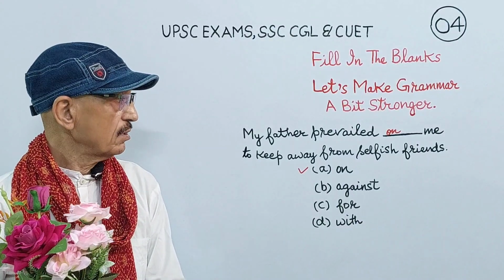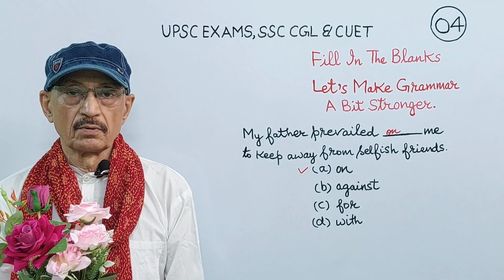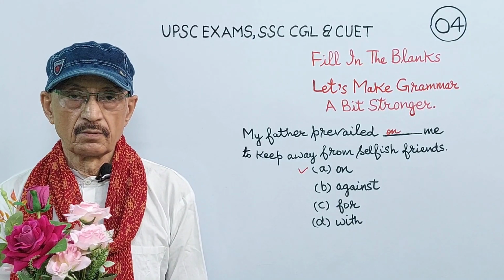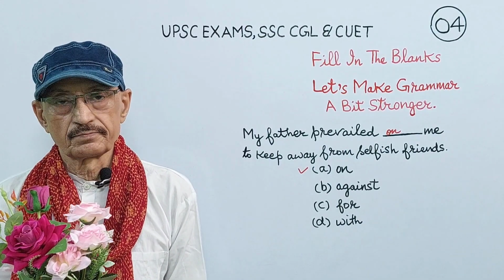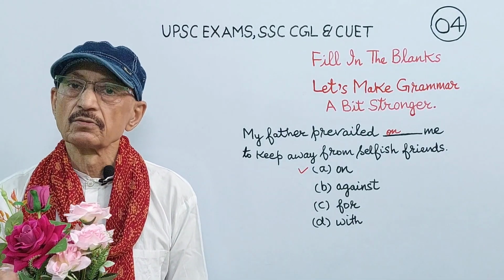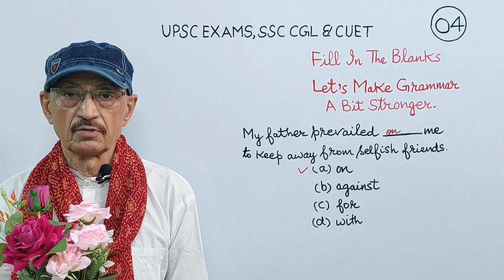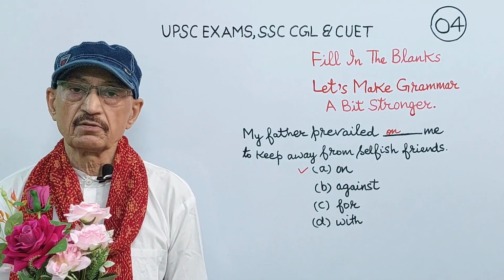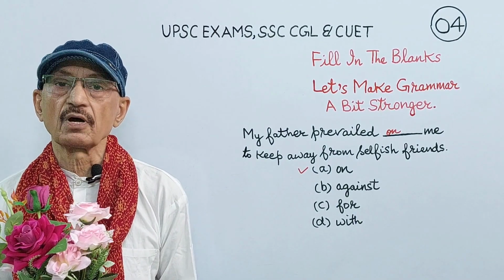My father prevailed on me to keep away from selfish friends. Prevail upon or prevail on, both the prepositions carry the same meaning. Prevail on or prevail upon means to persuade to do something. Prevail against, to get victory, to win over. For and with, they will not make any sense. So all the 3 other prepositions are wrong.